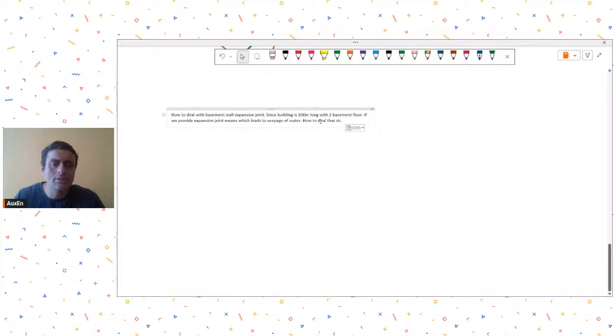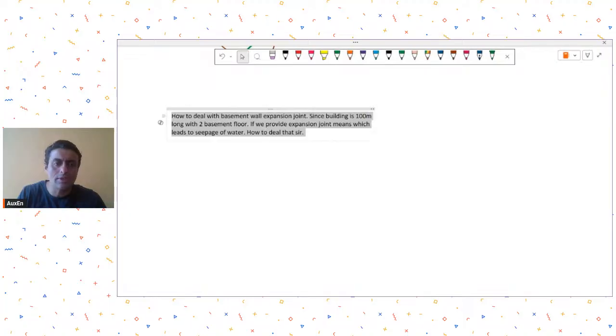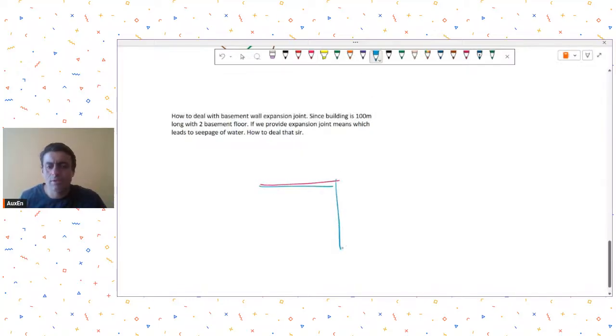Don't provide expansion joints. See, we always get confused that if a building is more than 60 meters, you have to provide an expansion joint. It's not necessary. You don't provide expansion joints. You design for the temperature stresses, provide adequate shrinkage reinforcement. So you will be fine. No need to provide base expansion joint.